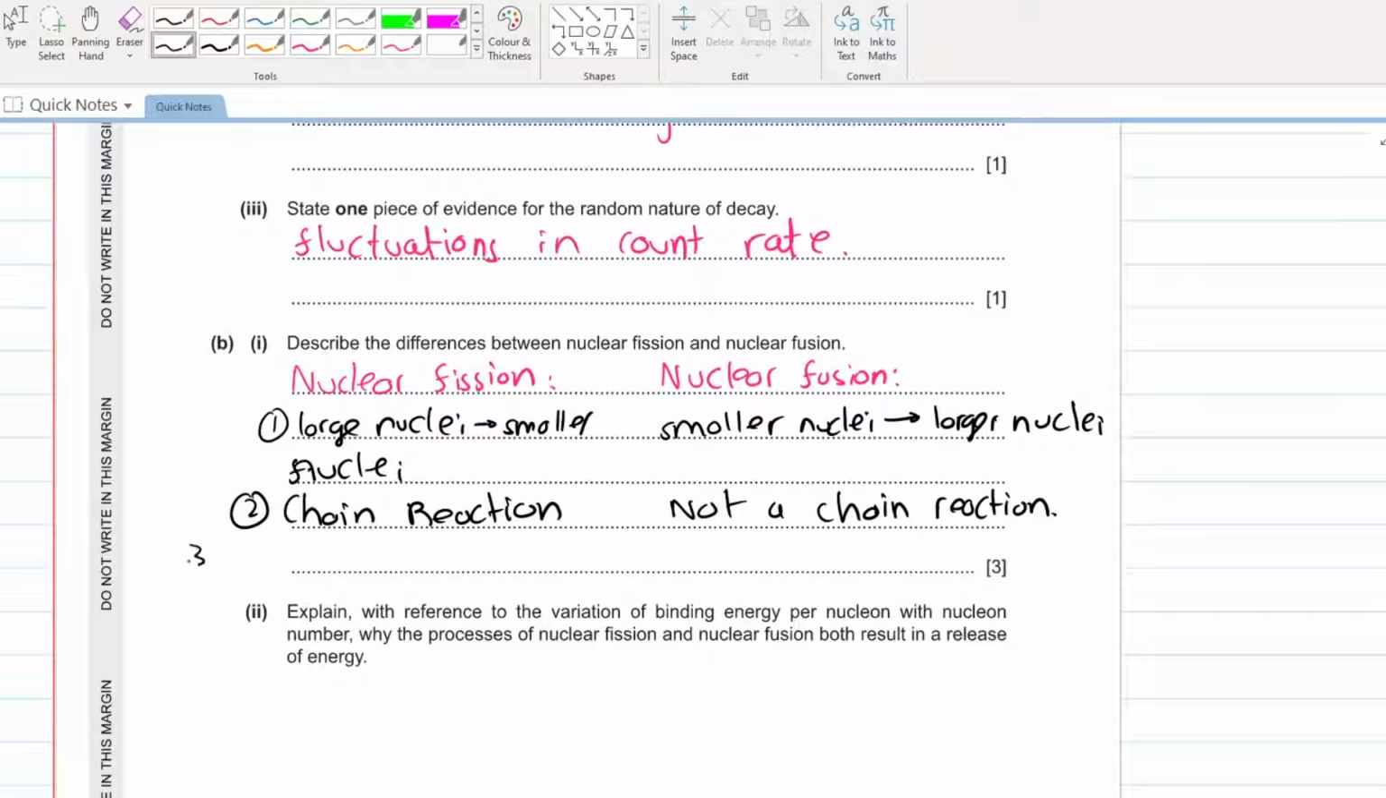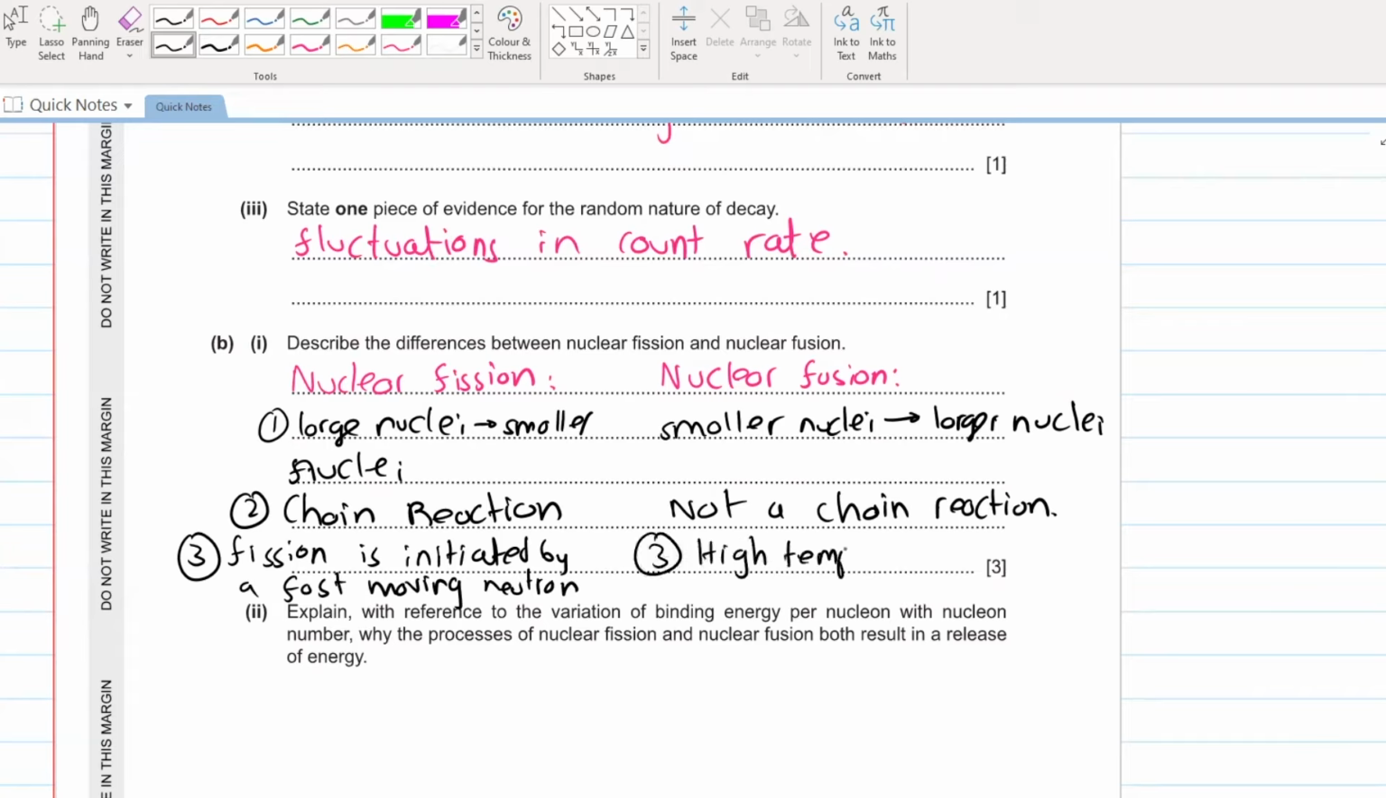Or you can say it like this. Fission is initiated by a fast moving neutron, whereas for fusion, you require high temperatures. Let's move on to the last one.